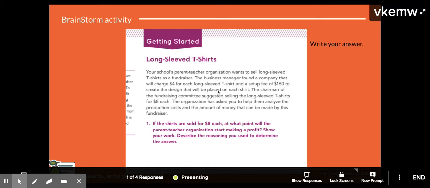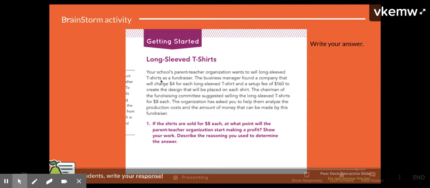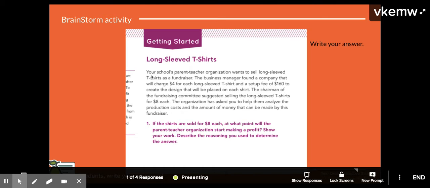What we have is we're talking about long sleeve t-shirts, okay? And this is coming right out of the Carnegie Learning Book for 8th grade from this year, 2019, 2020. Your school's parent-teacher organization wants to sell long sleeve t-shirts as a fundraiser.